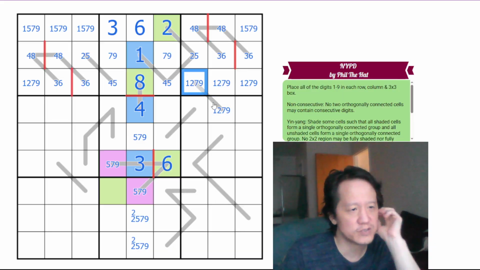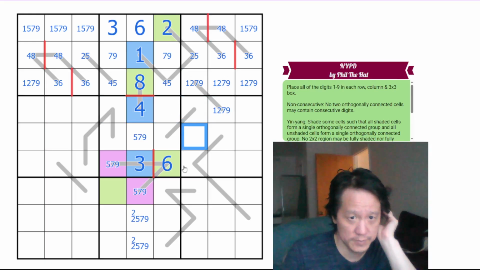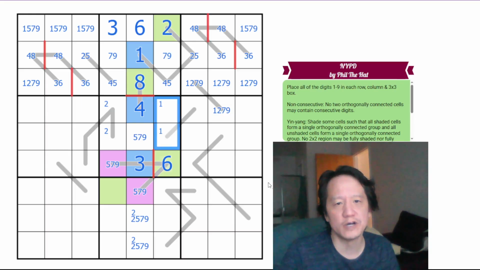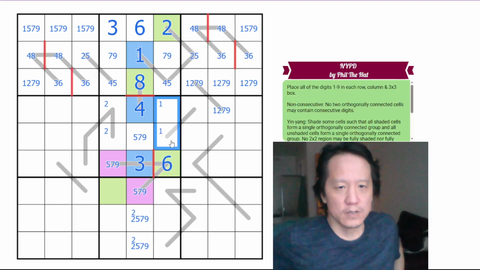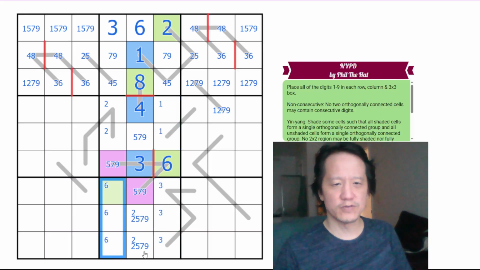Cannot be 4, because double of 2 would be 4, but that can't be 4 here. 2 cannot be here, so 2 has to be here, which means 1 has to be one of these two, because if 1 were one of these, it would be consecutive with 2. So 2 is here, 1 is here. We have 5, 7, 8, and 9 remaining of the remaining digits. Okay, 3 has to be one of these digits. 6 has to be one of these. 4 we don't know.